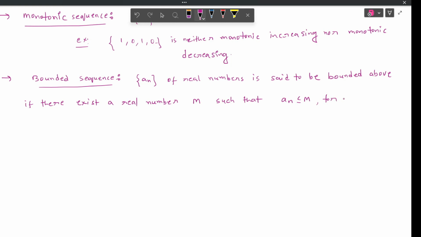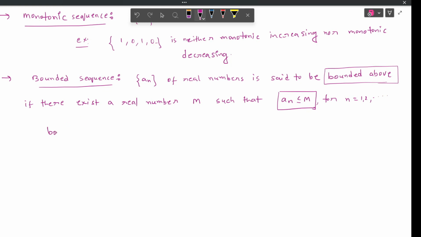So remember this. This sequence of real numbers is said to be bounded above if there exists a real number M such that an is less than or equal to M. We say it is bounded above. If an is less than or equal to M, we call it bounded above.